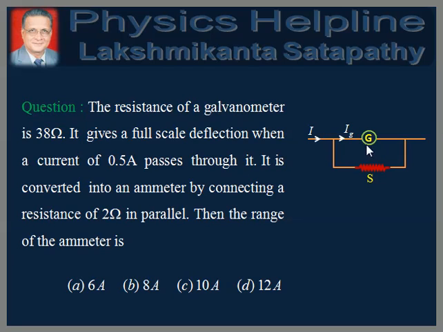The given galvanometer G has a resistance G equal to 38 ohms. The current through the galvanometer for which it shows full scale deflection is given as 0.5 amperes. It is converted into an emitter by connecting a resistance S in parallel with it. The value of S is given as 2 ohms. We are required to find the range of the emitter so formed.